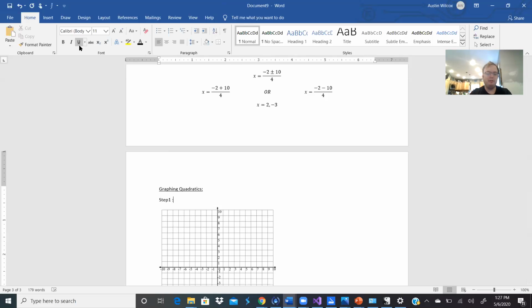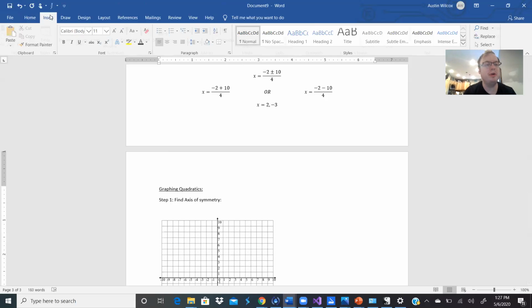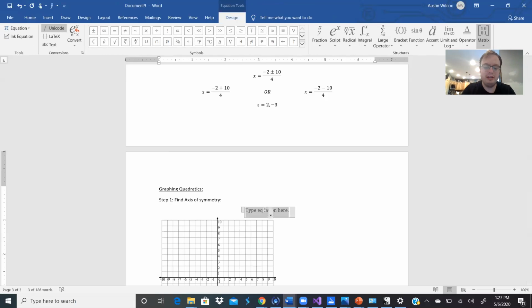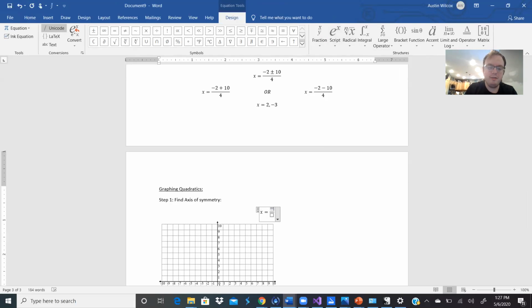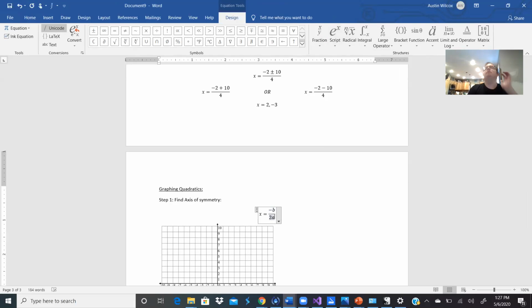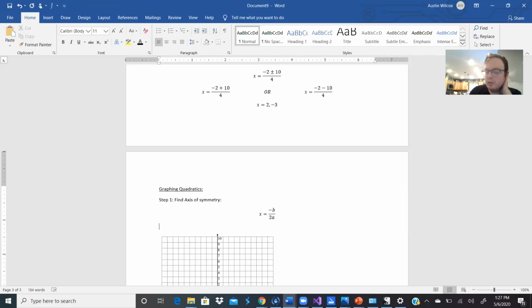First, step 1. Find the axis of symmetry. And hint, this is going to be a question on your quiz. The axis of symmetry is x is equal to negative b over 2a. Again, this comes from your initial equation. What's your b value? What's your a value? Substitute it in. So that's going to be your axis of symmetry.